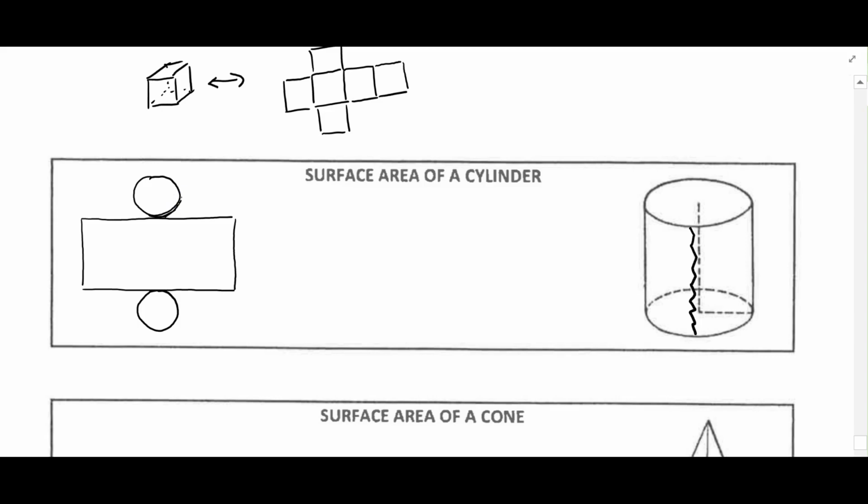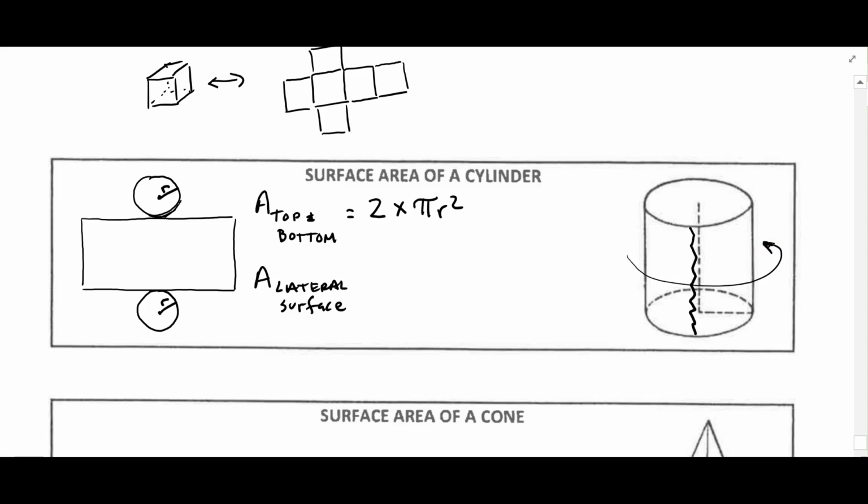So the area of the top and the bottom, that's just going to be 2 times the area of a circle. So 2 times pi r squared. So let's draw in our radius here. So there's a radius and there's a radius. So that's for the top and the bottom. Now we need to figure out how to find the area of the lateral surface. Okay, so that's just the sides here, around the sides over here.